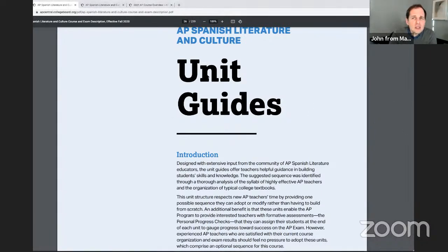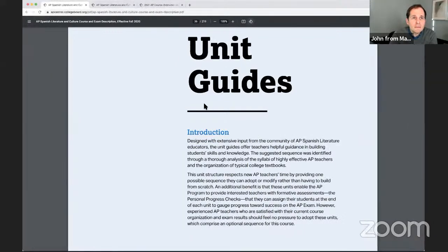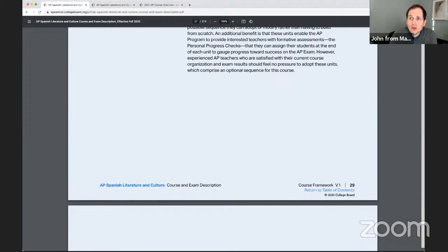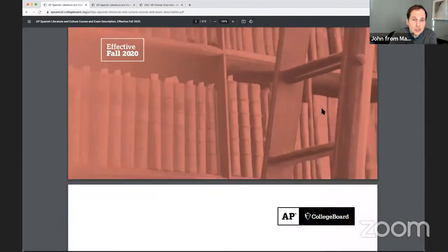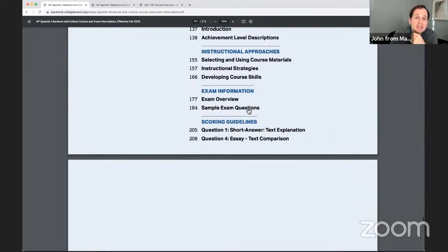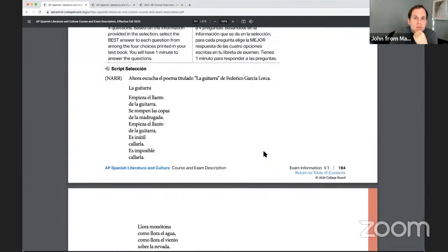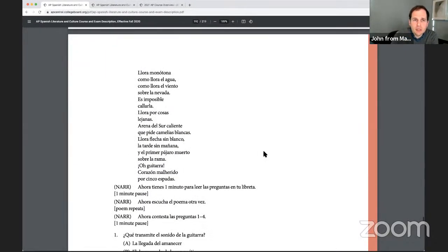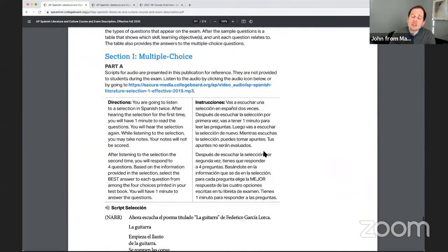So a couple things. Let's look at a few free response questions. I'm going to come back up to the top of the course and exam description, which I've linked in the description. And I want to come to sample exam questions. So we have a poem you're going to listen to, and let's go through some of these instructions because these instructions are always the same. So you're not going to get this, but this is what you're going to know.